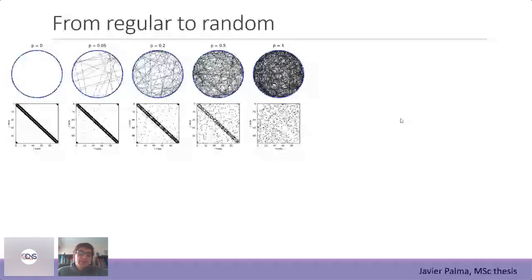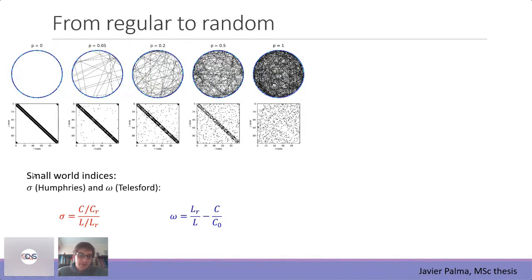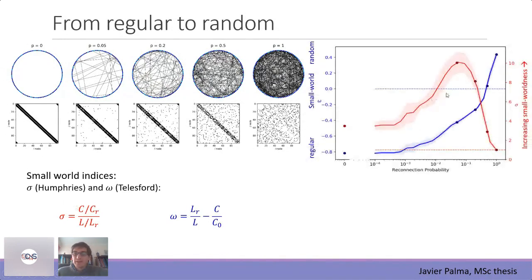He tested several networks here with different parameters. So this is a typical Watts-Strogatz algorithm for making small world networks. You start with a lattice with a rewiring probability of zero, so you have just a lattice. And then if you have a rewiring probability of one, you have a completely random network. But with some low probability, actually around here, you obtain what is typically measured with these indices as small worldness.